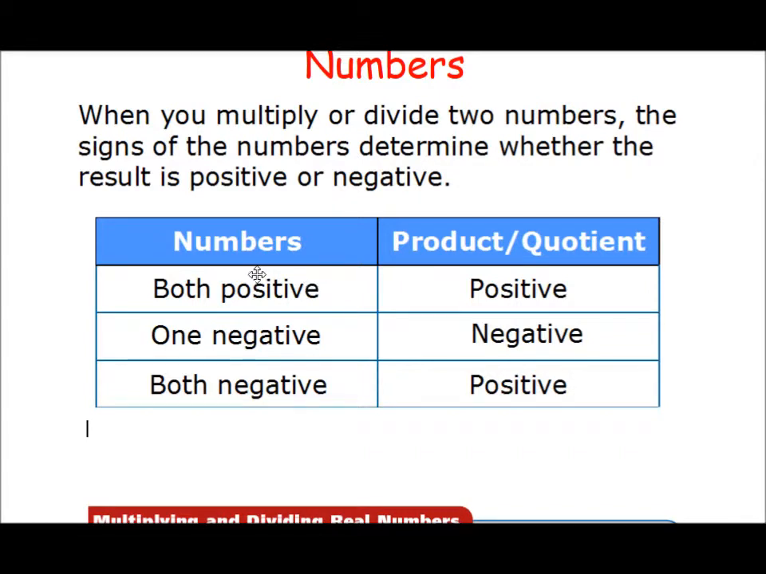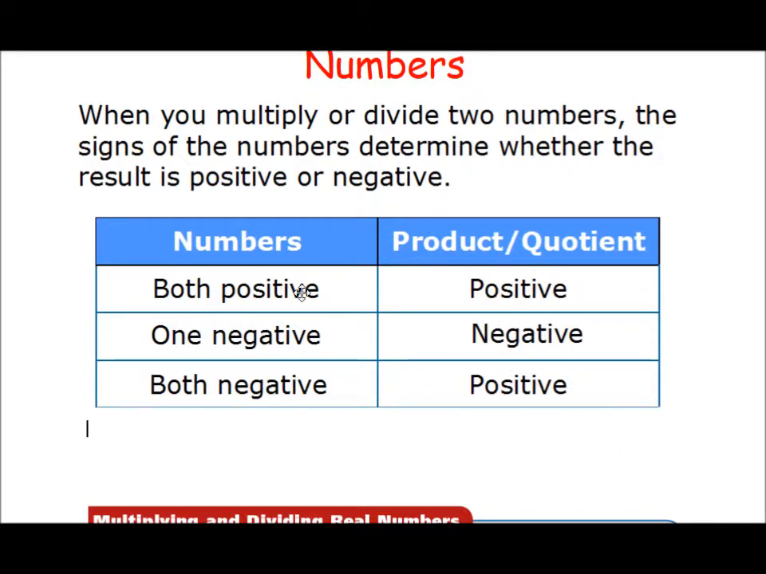If both the numbers involved are positive, then the product or quotient is positive. Product in case of multiply and quotient in case of divide. If one is negative, the result is negative. If both are negative, the result is positive. Sorry, positive, negative, negative, positive, negative, positive.